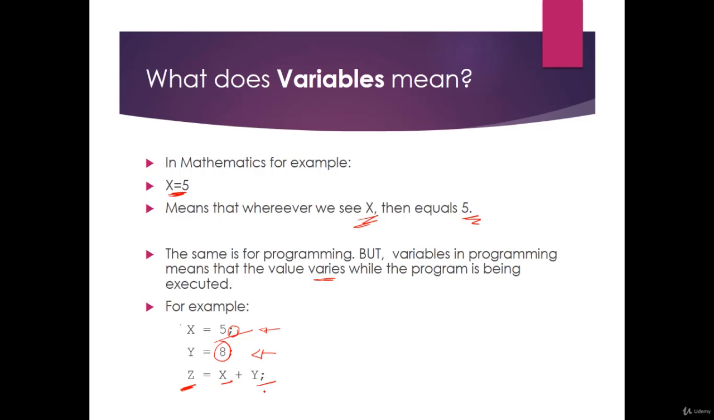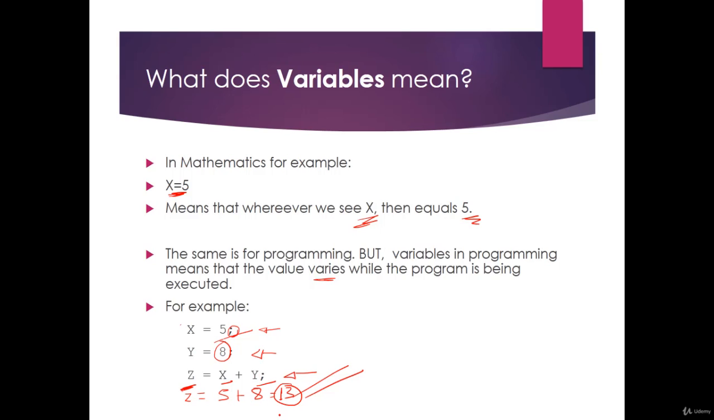So I would like to stop the video right now, and tell me what do you think will be the value for the variable z. What will be the value of the variable z that equals the value of the variable x plus the value of the variable y? Actually, x has the value 5, y has the value 8, so z equals 5 plus 8, which means 13.